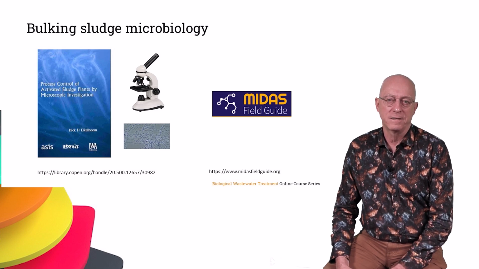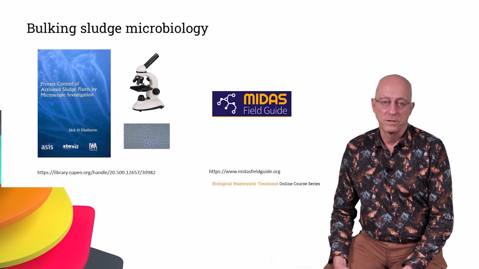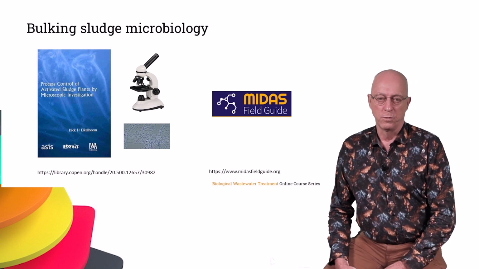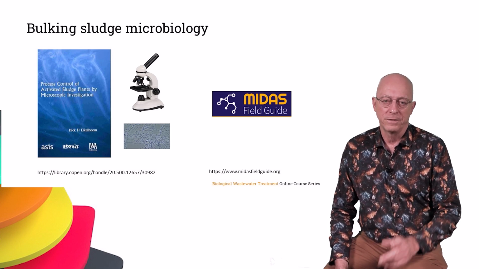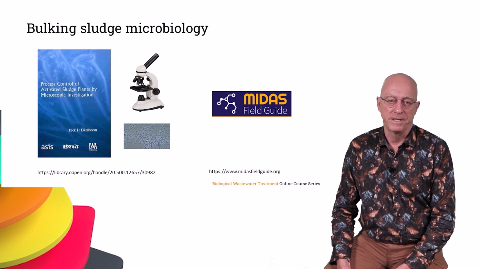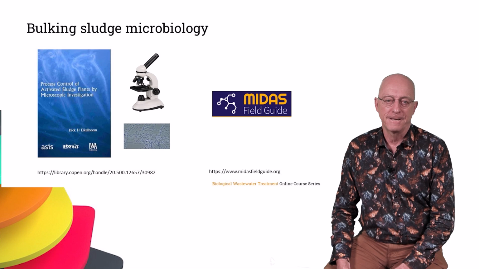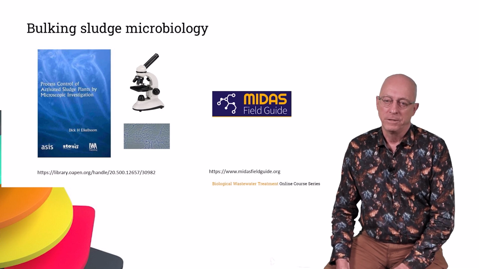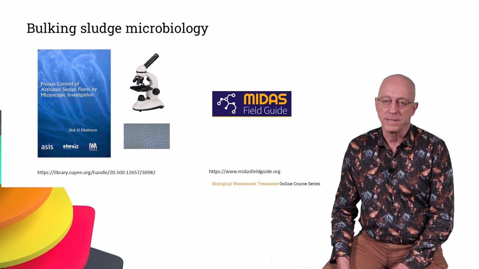As I said, for the study of the bulking sludge microbiology, there's a good manual, and it's still available online on the website, which gives you a good manual for microscopic observation of activated sludge microbiology and filamentous organisms in specific. And nowadays there's a good DNA database, the MiDAS field guide, which can help to analyze metagenome data to analyze which filamentous bacteria are present. And both, I advise you to visit these websites if you want to know more.